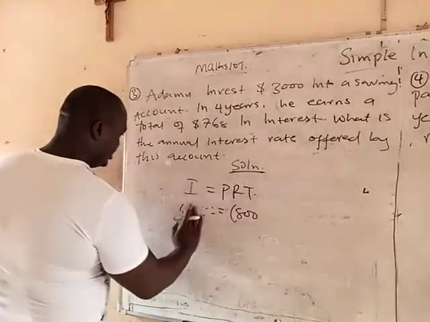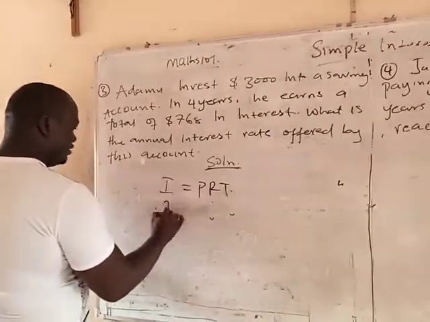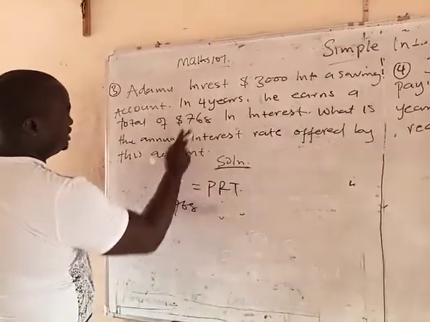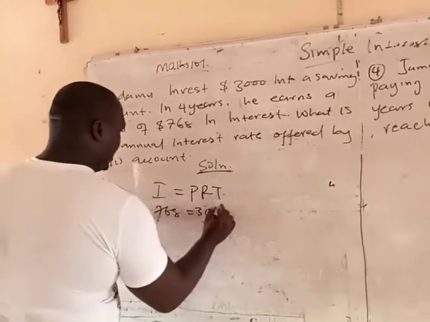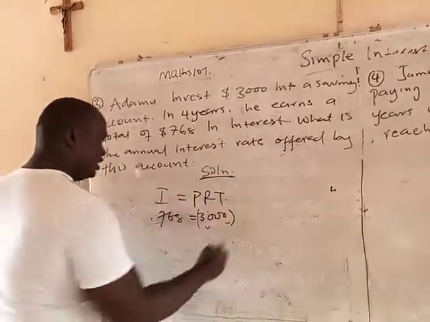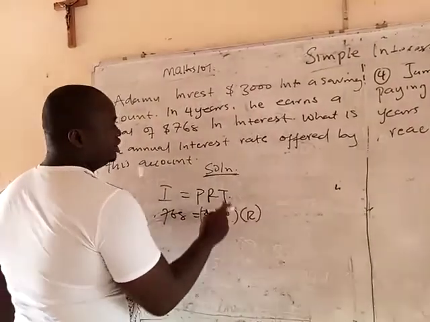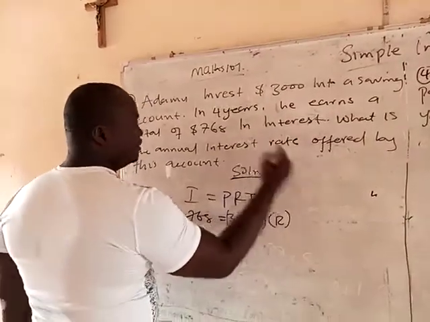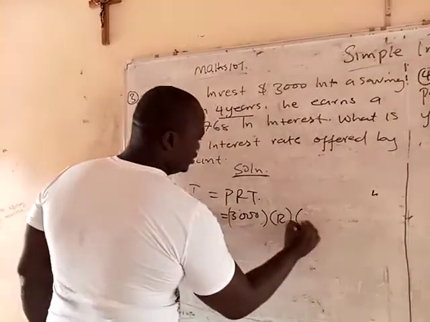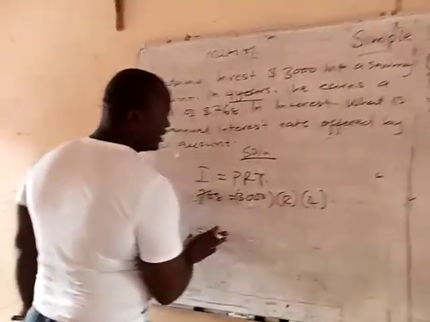No, I made a mistake. We have 768 as our interest, right? And our principal is 3,000, right? Good. Then you have our rate, which is what they asked us to find. Then the time is 4. The 4 years here. So we have 4. Now, all we have to do is just cross multiply and get our answer.